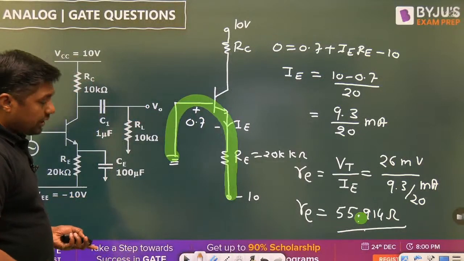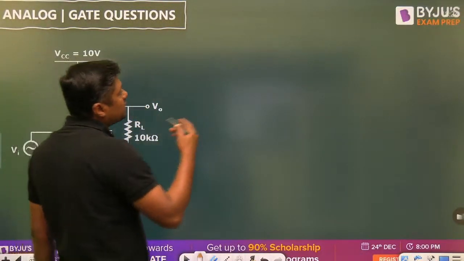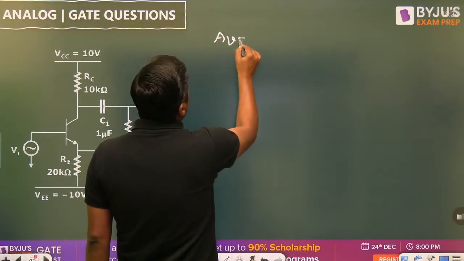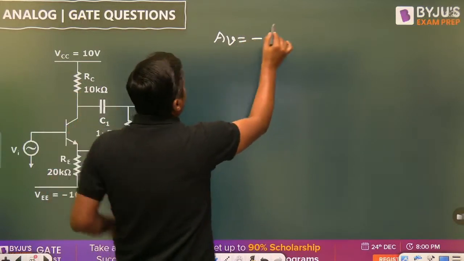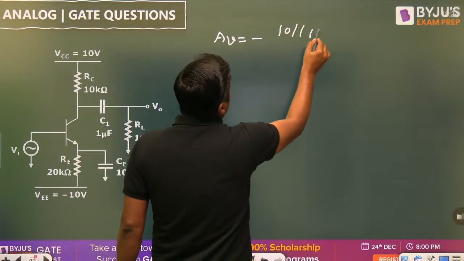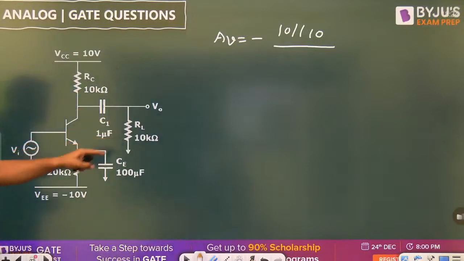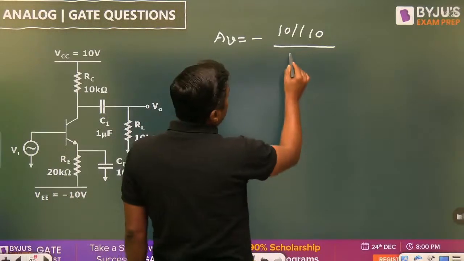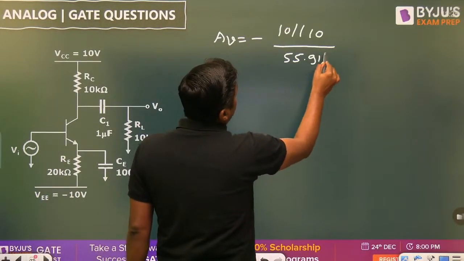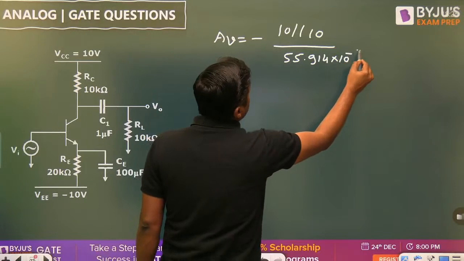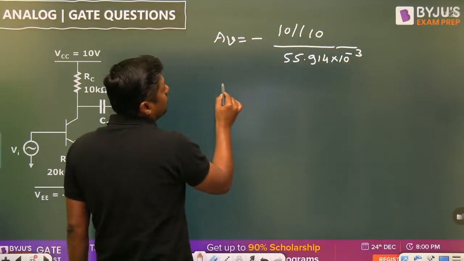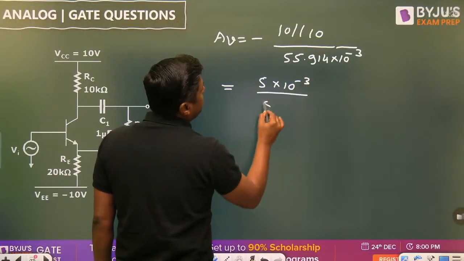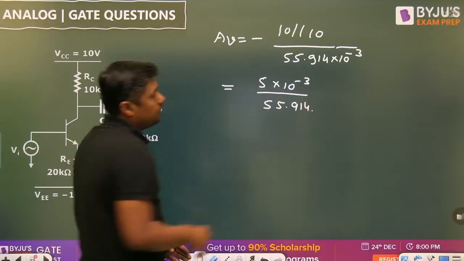So what is the gain? Already I have given you the shortcut. No need to make the model and so on. So the gain will become minus RC parallel with RL. 10 parallel with 10, this 10 parallel with this 10, and small RE because it is bypassed. What is the small RE? 55.914 into 10 raised to power minus 3 because it should be converted into kilo ohm. Then 10 into 10, 5 into 10 raised to power minus 3 divided by 55.914. Please find the value.